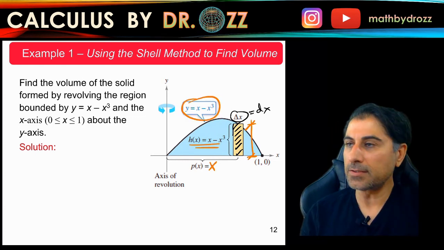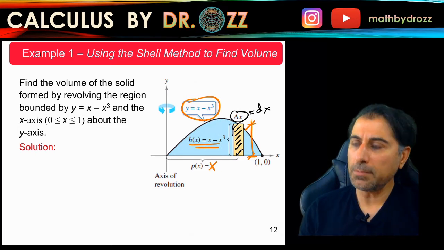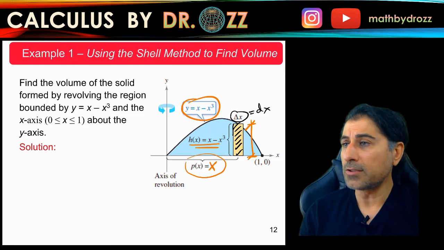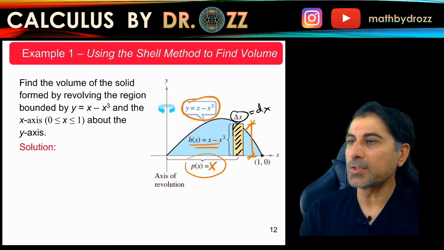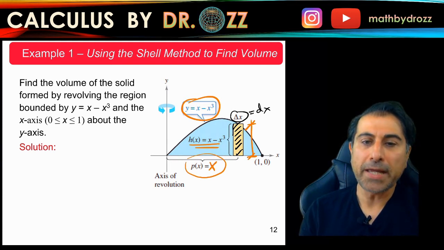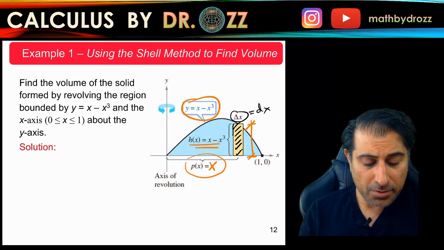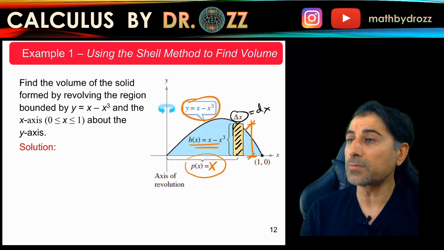In fact, the height is going to be the function x minus x cubed. Here, the labeling starts from p first. First, you determine the radius, and generally you call it x, at least for this case, so that the height is determined based on what the radius is, okay?